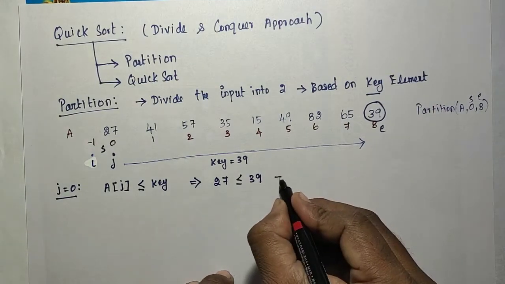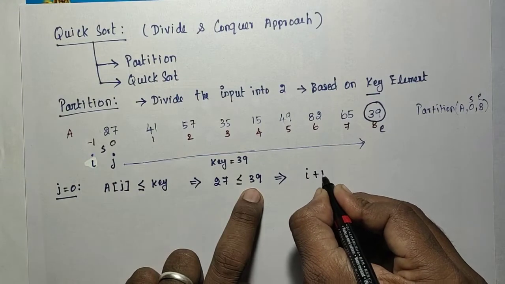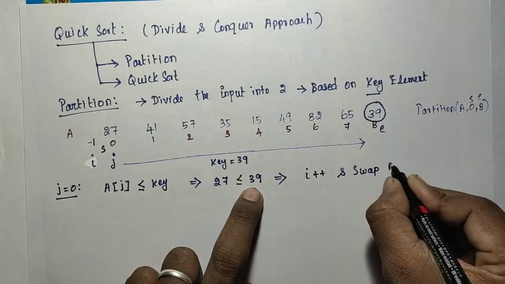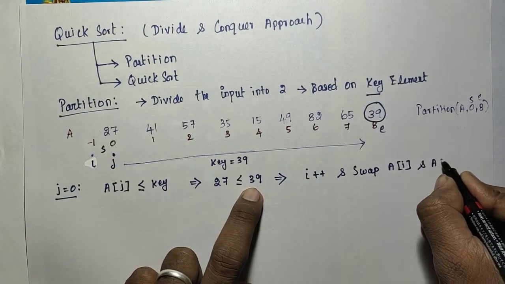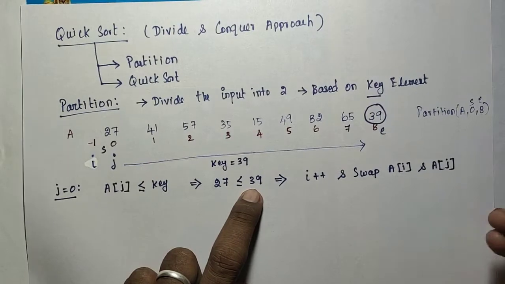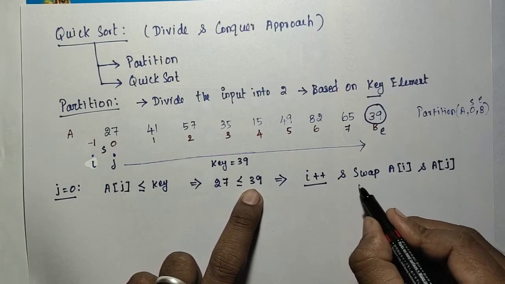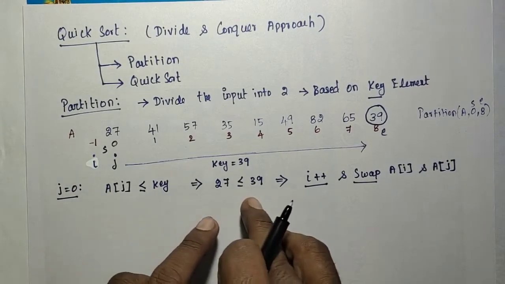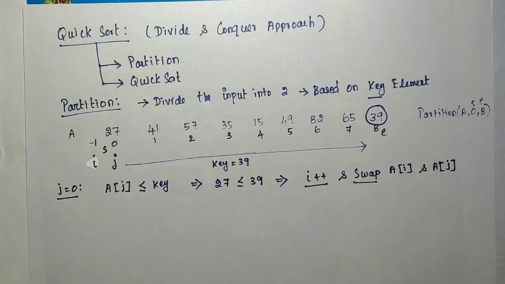If it is true, then I plus plus and swap A of I and A of J. Just do I plus plus and swap the ith element and jth element. That is the code if this condition is true. If this condition is false, don't do anything. Go to the next iteration.